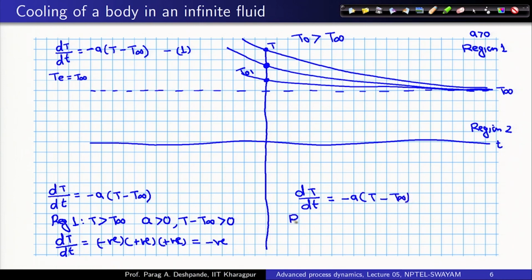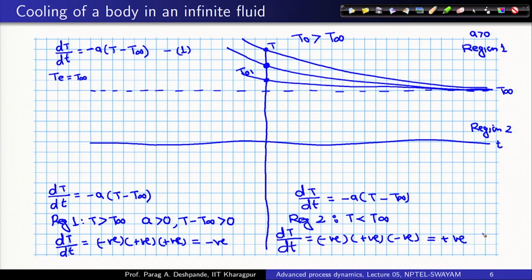In region 2, T is less than T infinity, right. In this region T is less than T infinity, and therefore what I have is dT by dt, which is equal to minus sign, which is negative, times A, which is positive, times (T minus T infinity), which is negative, which means this is going to be a positive quantity. So, the derivative in region 2 overall has to be a positive quantity.